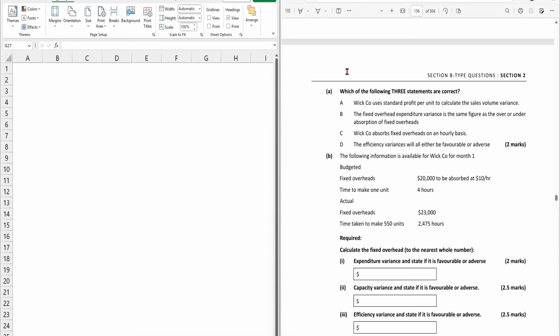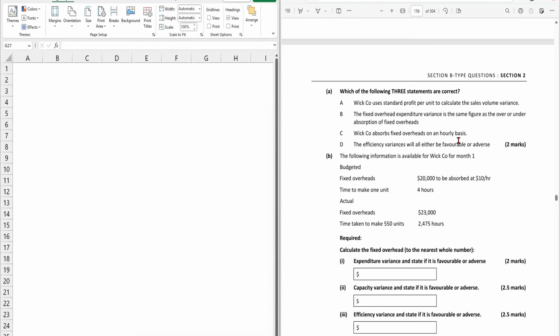But if the statement had said the total fixed overhead variance, in that case it would be true. But they said expenditure variance, and this is wrong. Now as we figured out that B is wrong, that means A, C, D are right. So now let's evaluate why they are right. See, which company absorbs fixed overhead on an hourly basis? There are lots of options to absorb the fixed overhead.